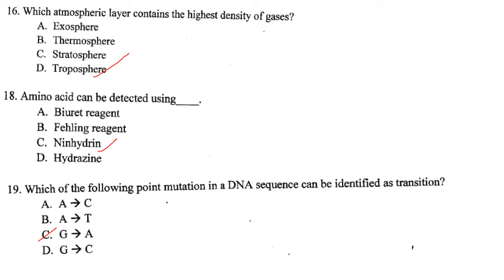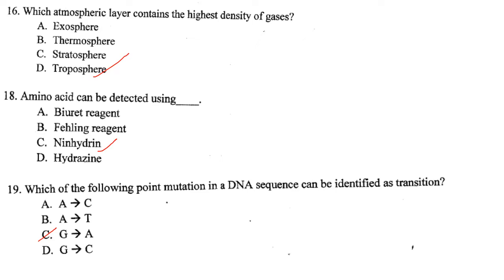Then next one. Which atmospheric layer contains the highest density of gases? So it is troposphere. Answer is option D. Then amino acids can be detected by using ninhydrin. Answer is option C.